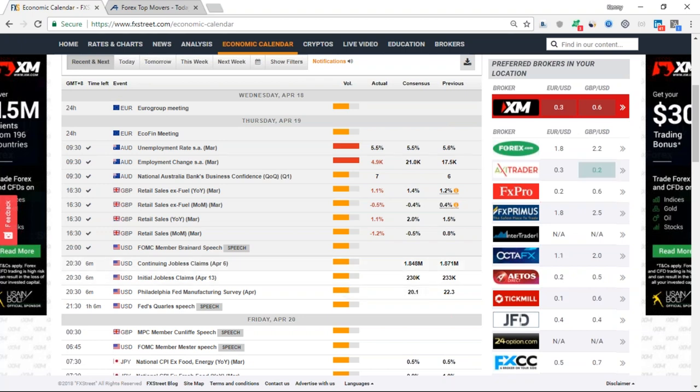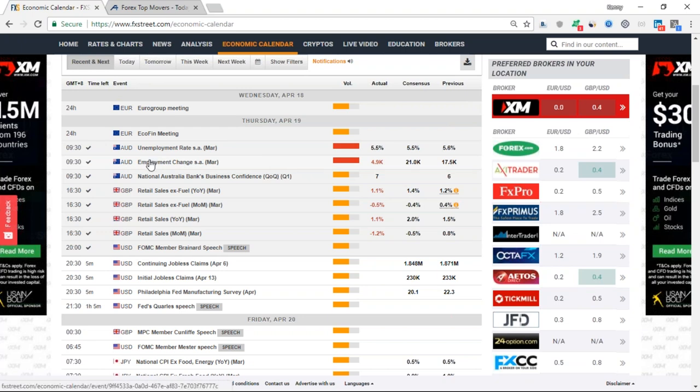So here, for example, on Thursday, April the 19th, we have got possible movements especially with the AUD, the GBP and the USD, but perhaps more movement or even more volatility could be expected with the AUD, mainly due to its high impact news. And here we have the data release. As I've mentioned, I very seldom look into the numbers, but here it indicates a negative number with regards to employment change.